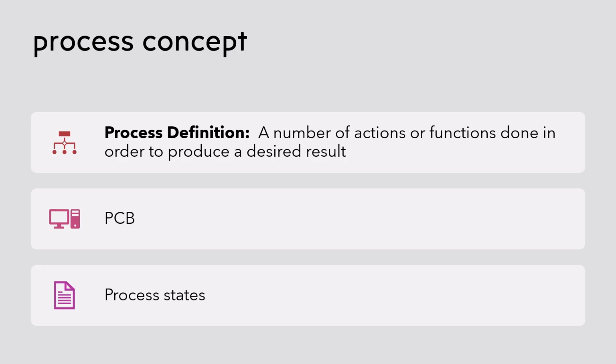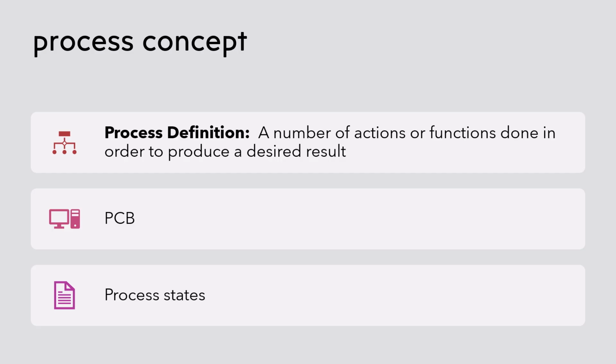All right, so when you have a process, you actually have a set of actions that are done to produce a desired result, right? Everything that runs on your computer, your operating system needs to manage all of these tasks. The definition of a program that's active is called a process.